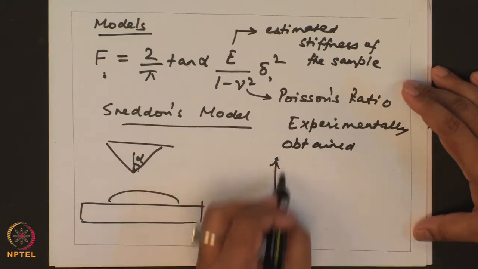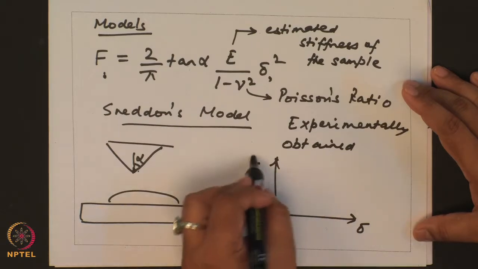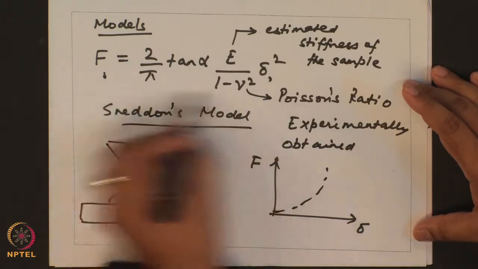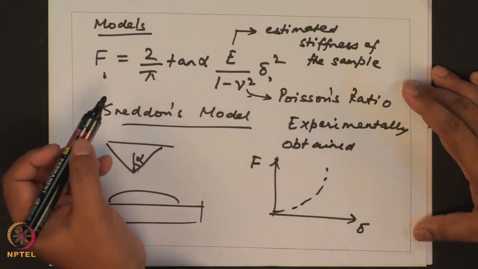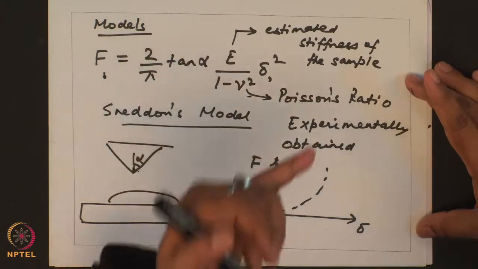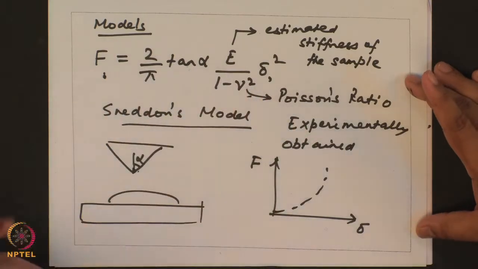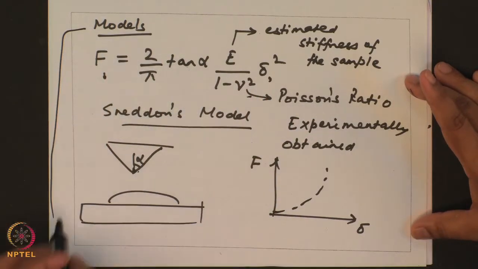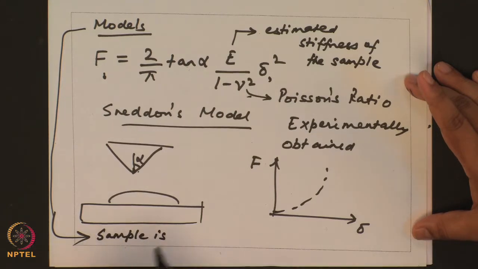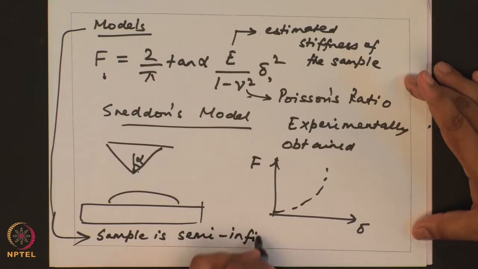Okay. So, in essence you get a curve delta versus F, which is, these are your raw data, you fit it with a profile. If you look at the profile, this is a parabolic profile. Okay. Nu is the Poisson's ratio of the sample. So, you assume the Poisson's ratio, and this model itself has various assumptions built into it. For example, one of the assumptions is the sample is semi infinite solid.